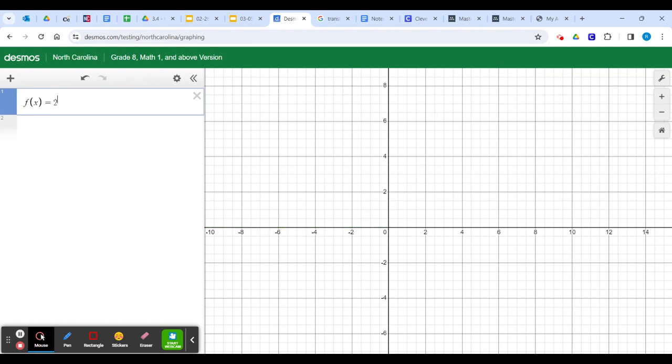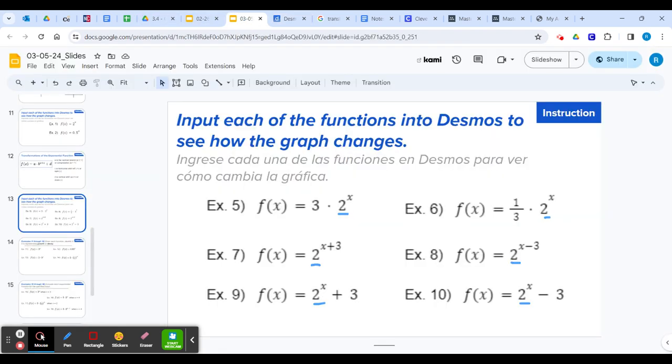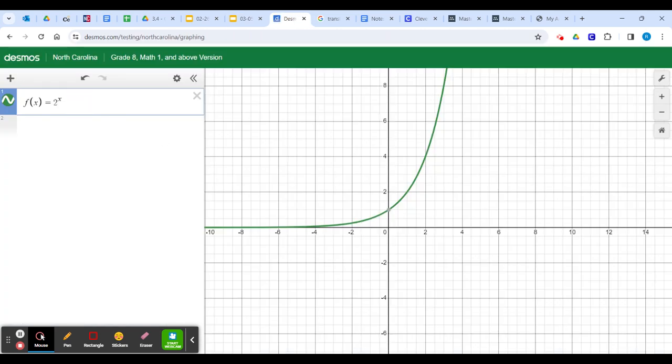And lastly, looking at the up and down shift with 9 and 10, notice how this value of 3, this coefficient, isn't grouped up with our exponent. It dropped lower. So we just have to be mindful of how we type that in. If I add 3, it just moved my graph up 3 spots. If I subtract 3, it moves my graph down 3 spots.